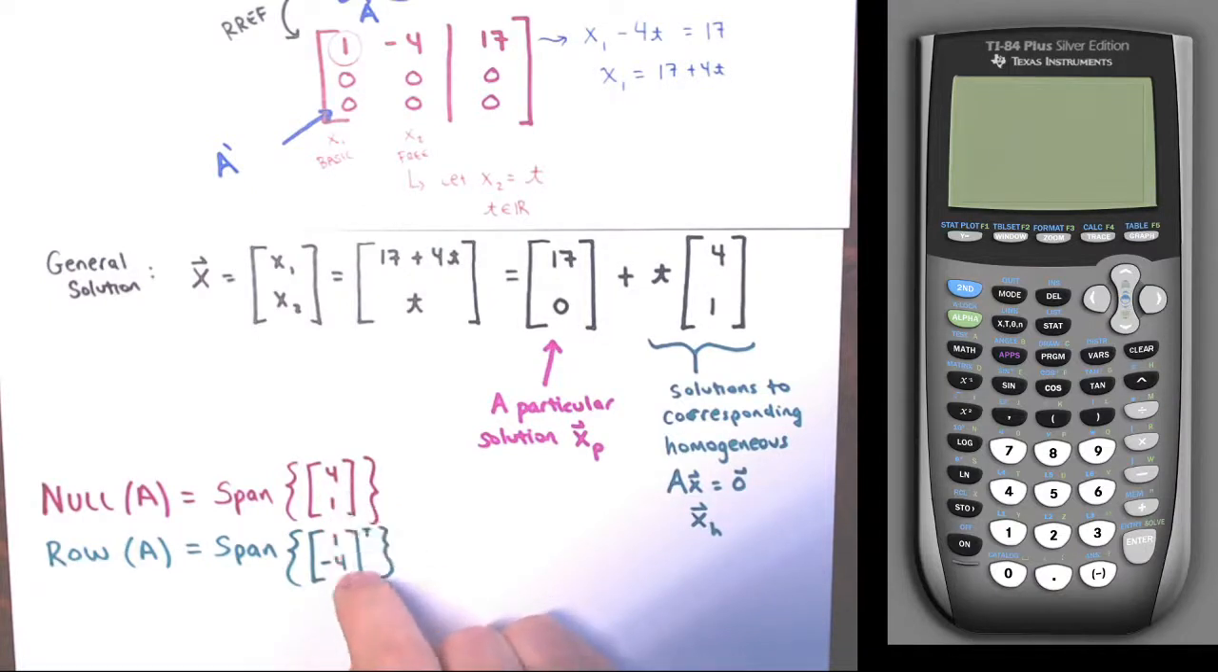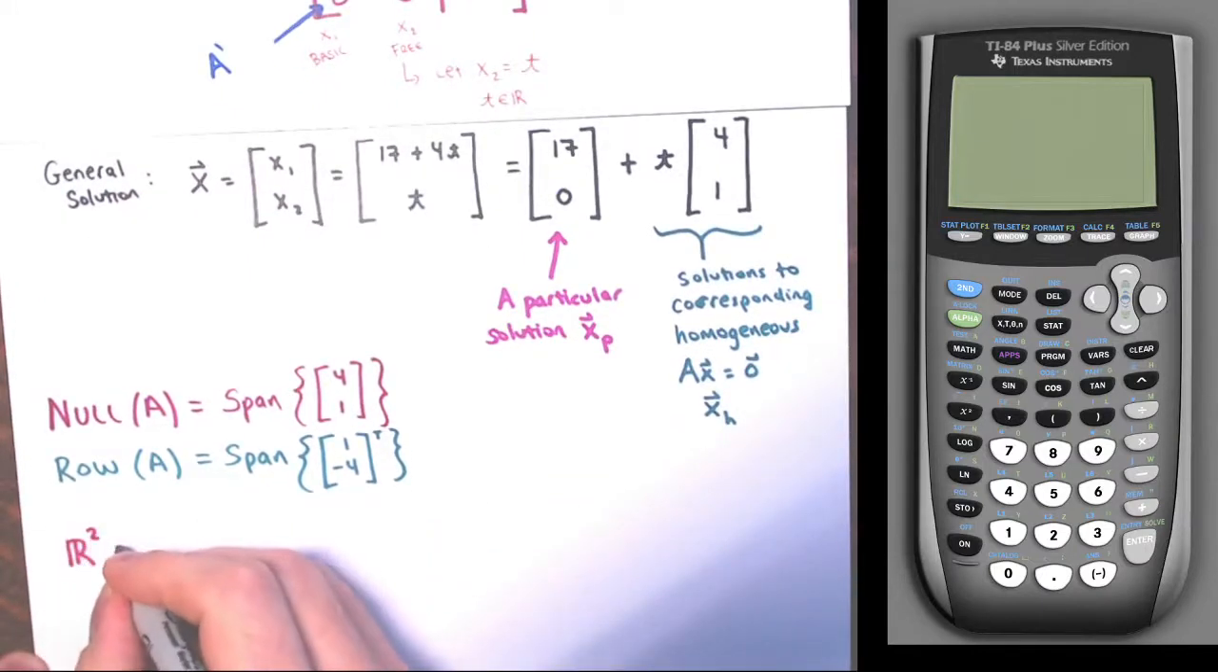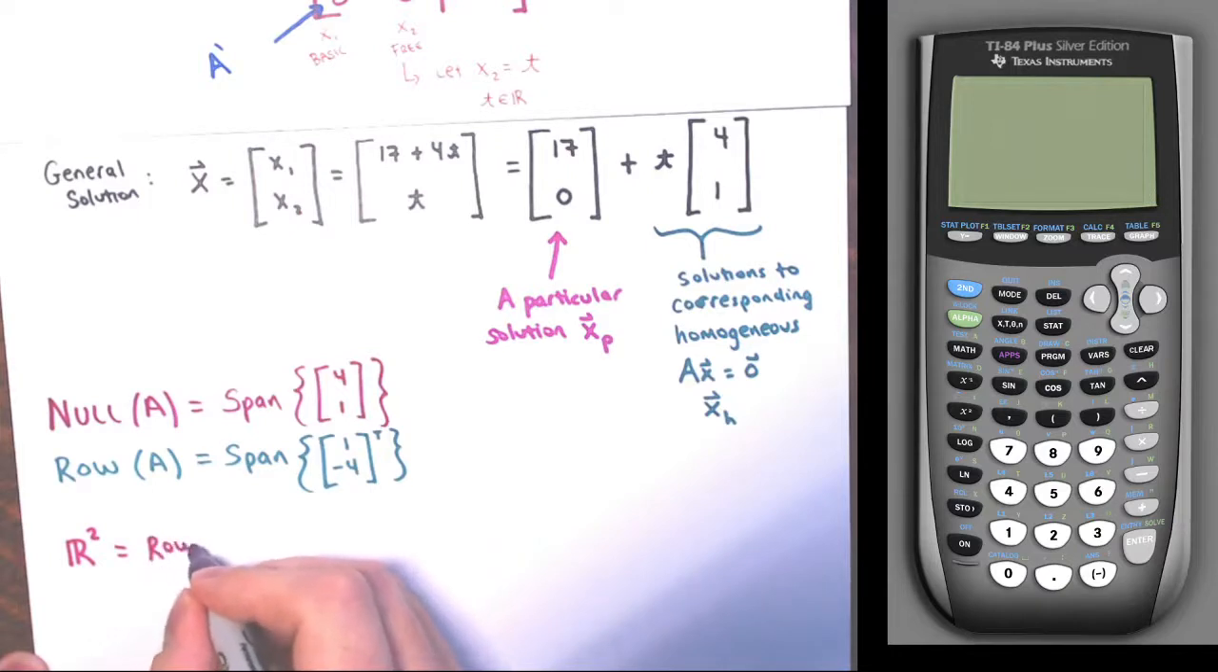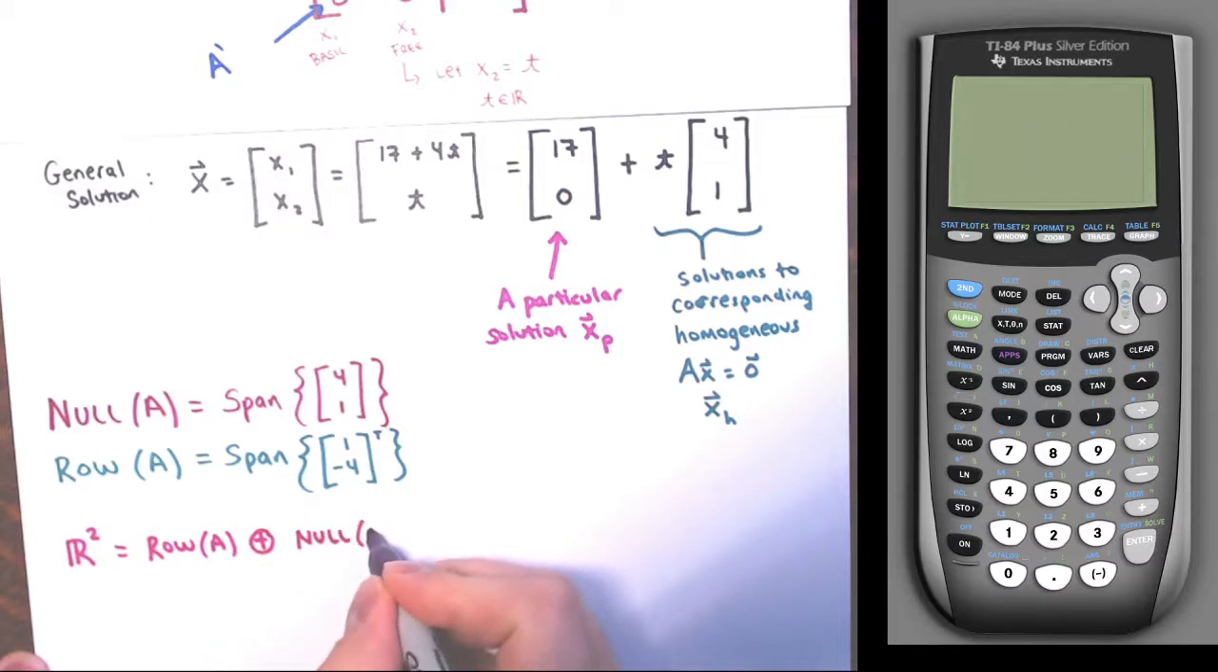Look at these basis vectors. If you take the dot product of 4, 1 with 1, negative 4, you're getting 4 times 1 plus 1 times negative 4, 4 plus negative 4, that's 0. These are orthogonal, so these are orthogonal subspaces. They point in two different directions, so these two vectors, 4, 1 and 1, negative 4, do form a basis for R2. So R2 is a direct sum of the row space of A with the null space of A, as I mentioned earlier.